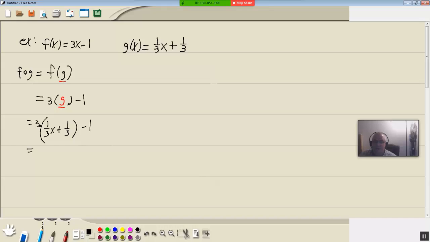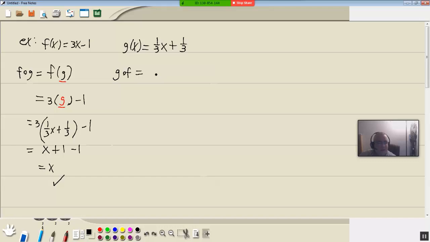Now if I multiply the 3 through, 3 times 1/3 x gives us 1x, or just x. 3 times 1/3 gives us 1, minus 1. And 1 minus 1 gives us x. That's the first part. Composition of f and g should give you x.